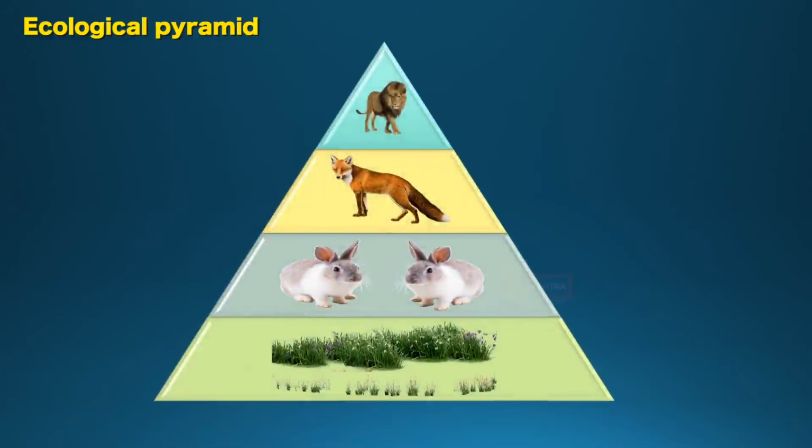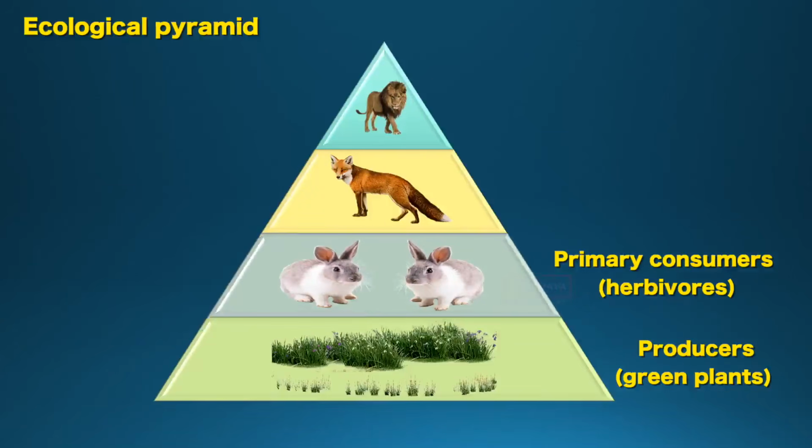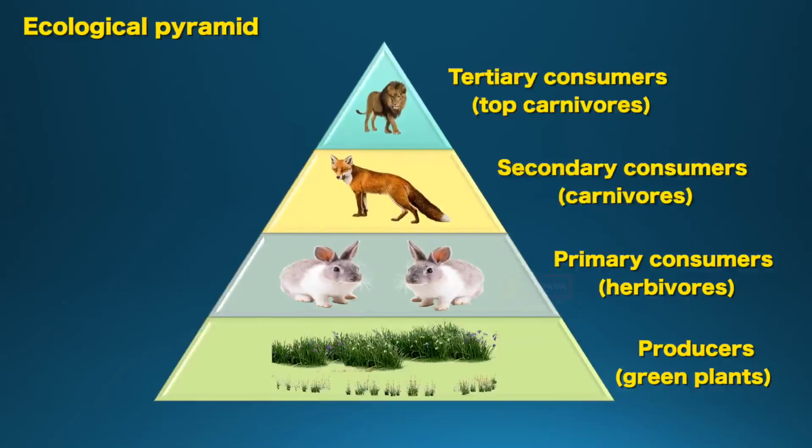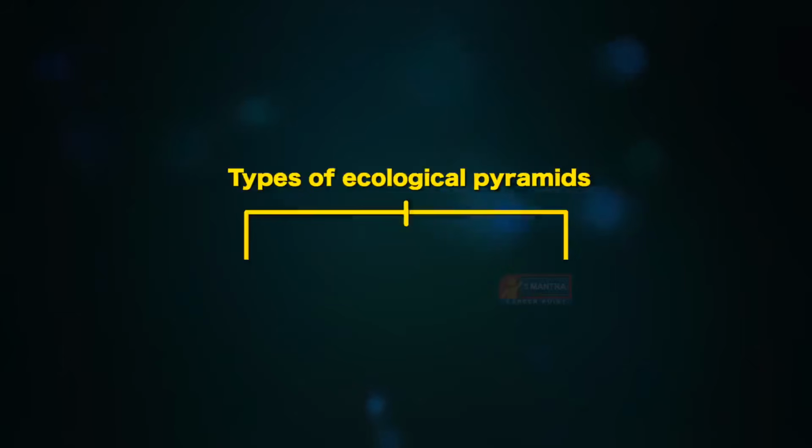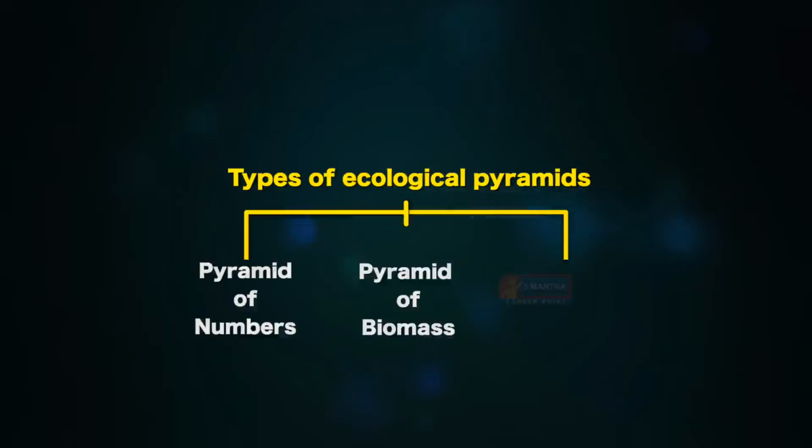In an ecological pyramid, the base of the pyramid comprises the producers, green plants. It is followed by primary consumers, herbivores, secondary consumers, carnivores, and tertiary consumers, top carnivores. The three main types of ecological pyramids are pyramid of numbers, pyramid of biomass, and pyramid of energy.